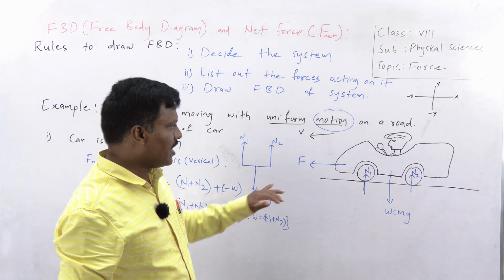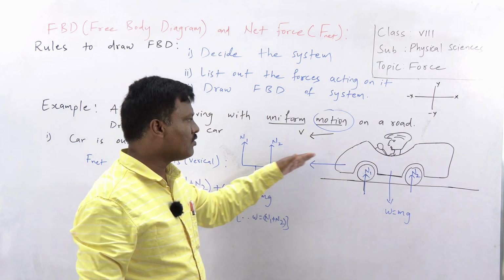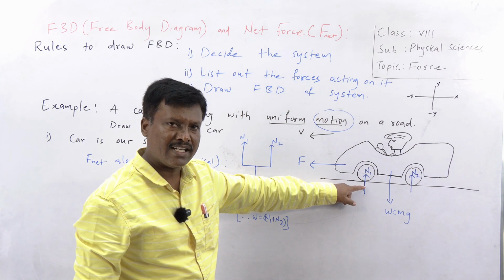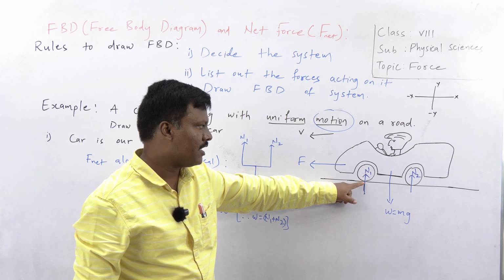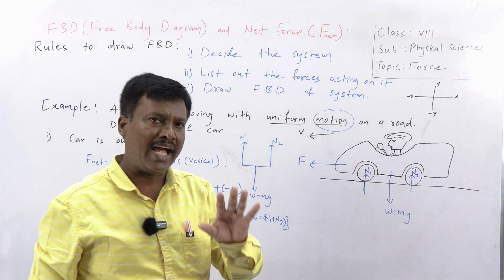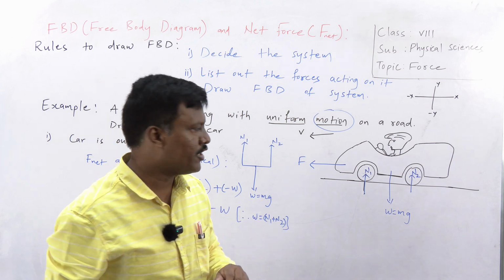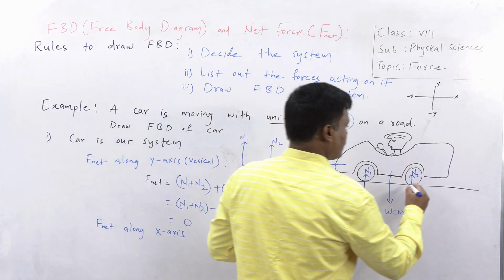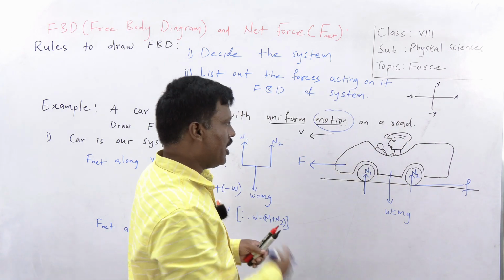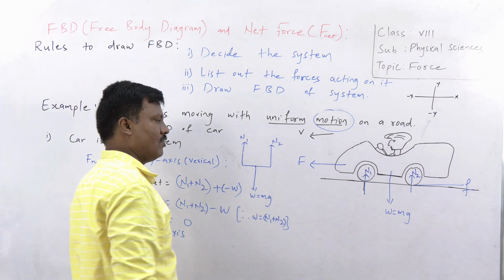Okay, what is the other force now acting on the car? We know that when car is moving towards this direction, there is a friction between the tires of the car and the road, the surface of the tire and road. Okay, what is the direction of the friction? Friction always acts opposite to the direction of the motion because it always opposes the relative motion. So the direction of the friction is opposite, that is denoted by small f. Okay, now tell me, horizontally how many forces are acting? Two forces are acting. What are they?